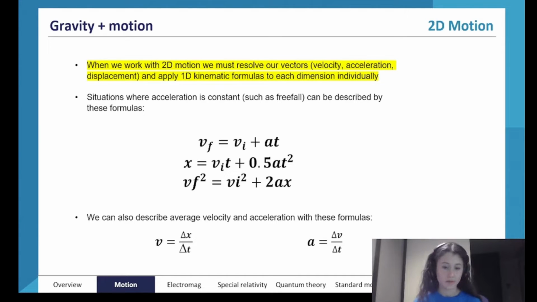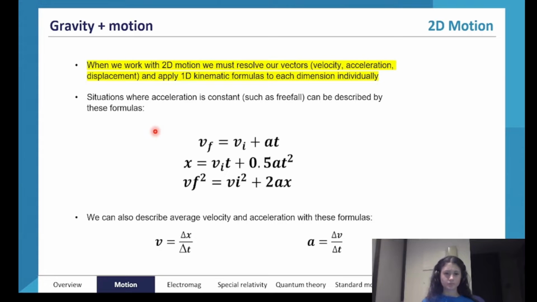When we work with 2D motion, we need to resolve our vectors, including velocity, acceleration, and displacement, and apply our 1D kinematic formulas to each dimension individually. Situations where acceleration is constant can be described by these formulas here.